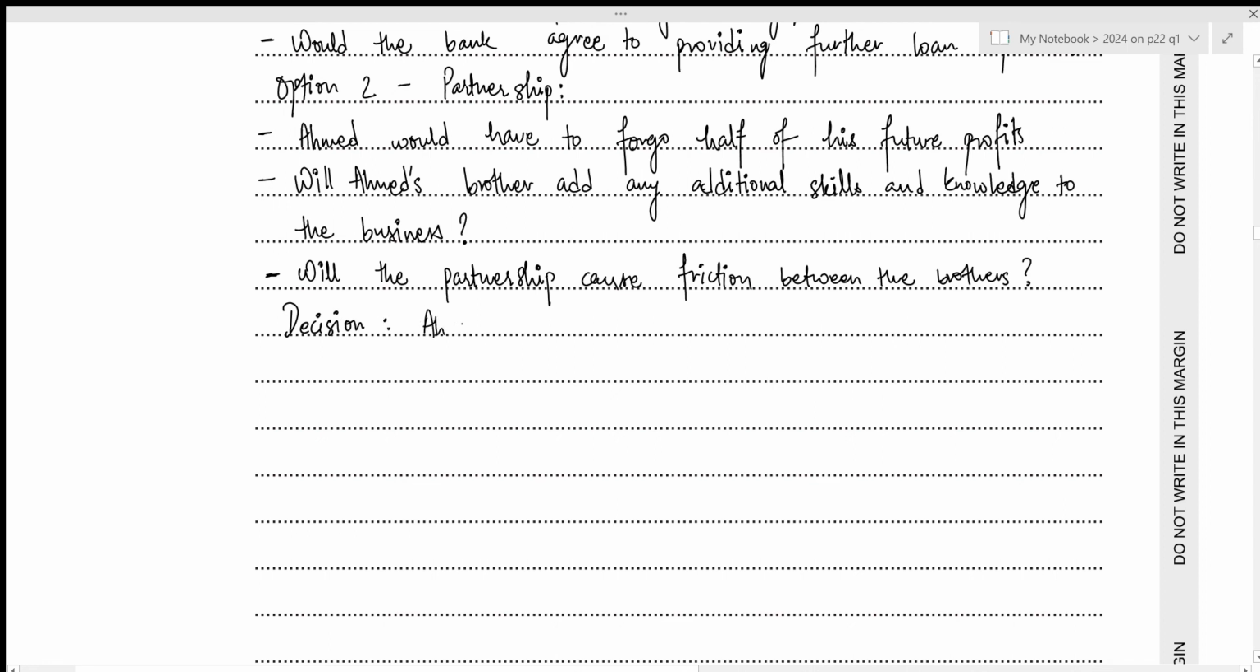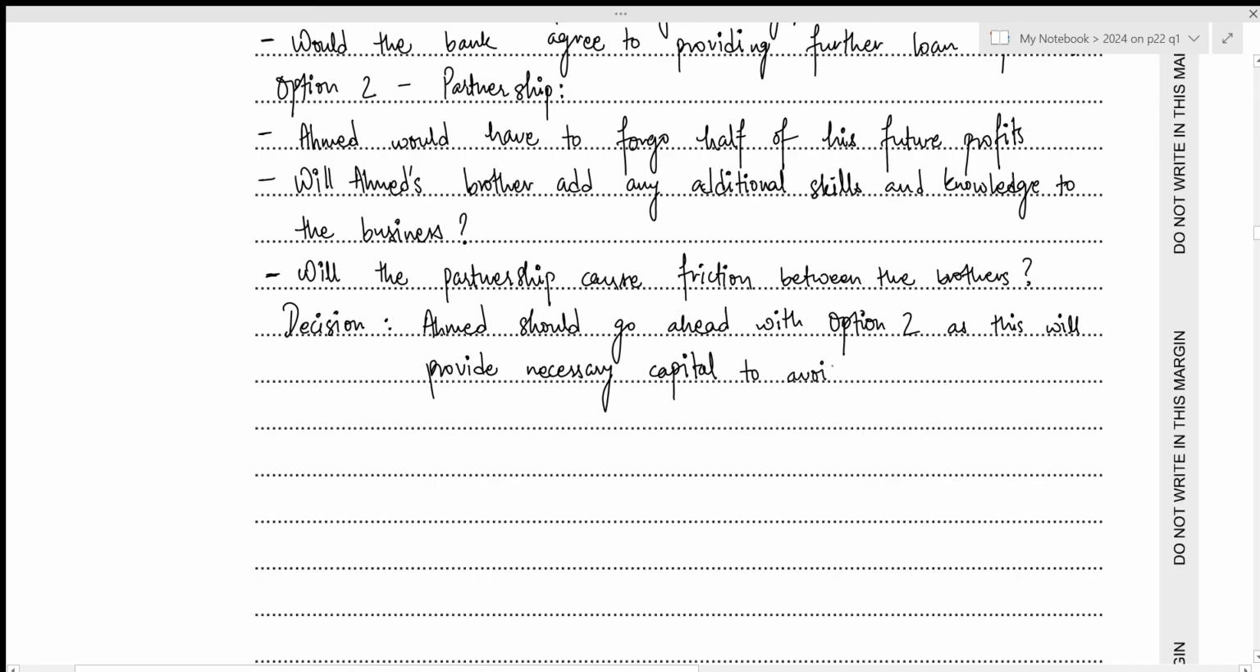So Ahmed should go ahead with option 2, as this will provide necessary capital to avoid long-term liability, which is the bank loan in this case.